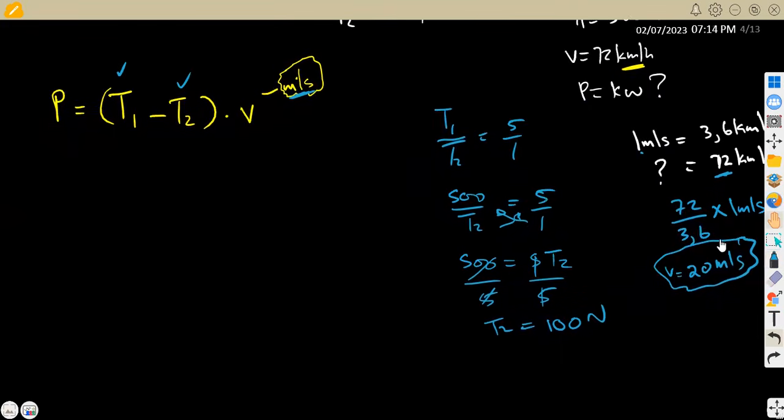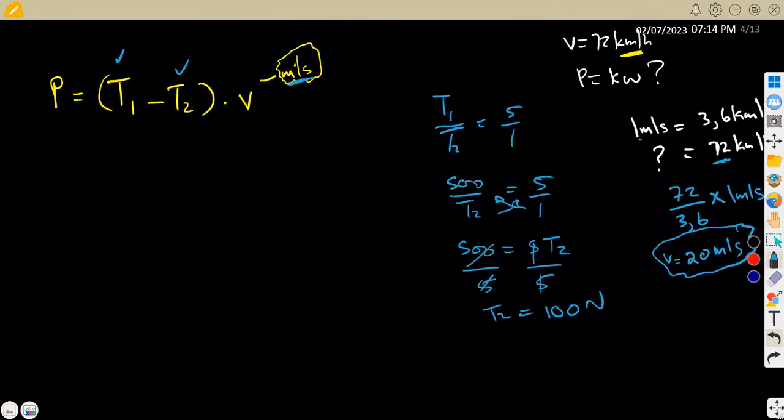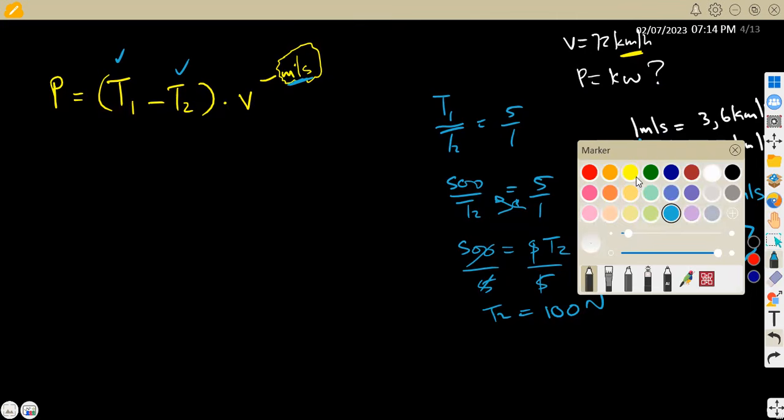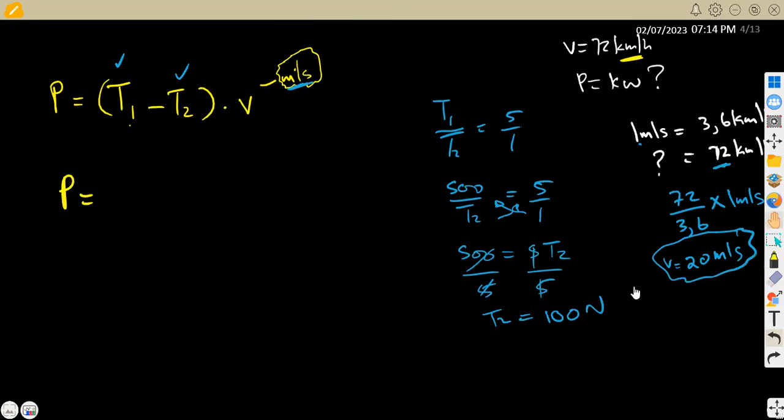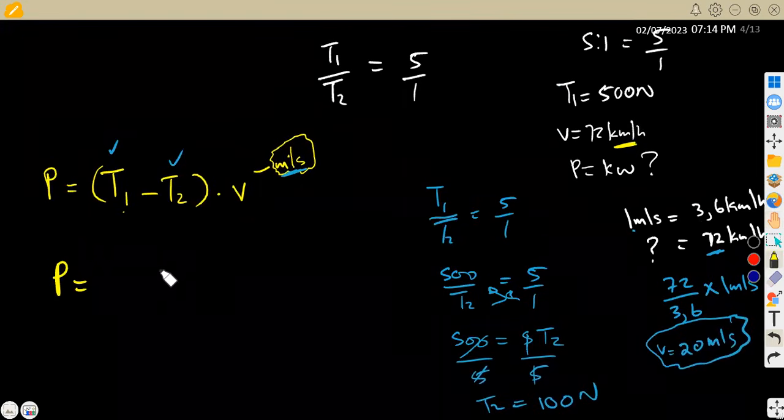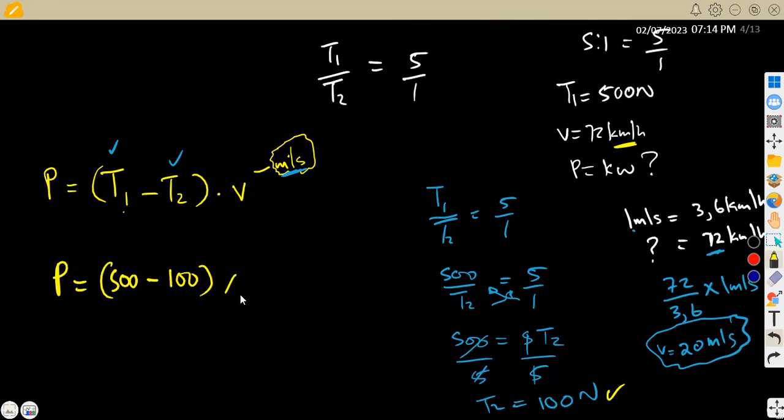So let's just substitute into the formula, then we've got our power. P, representing the power, is equivalent to T1, which is 500, minus T2, which is 100, then whatever we have, times the velocity in meters per second, which is 20 meters per second. So that will be 500 minus 100, which is 400, times 20. And this is going to give us 8,000 watts.